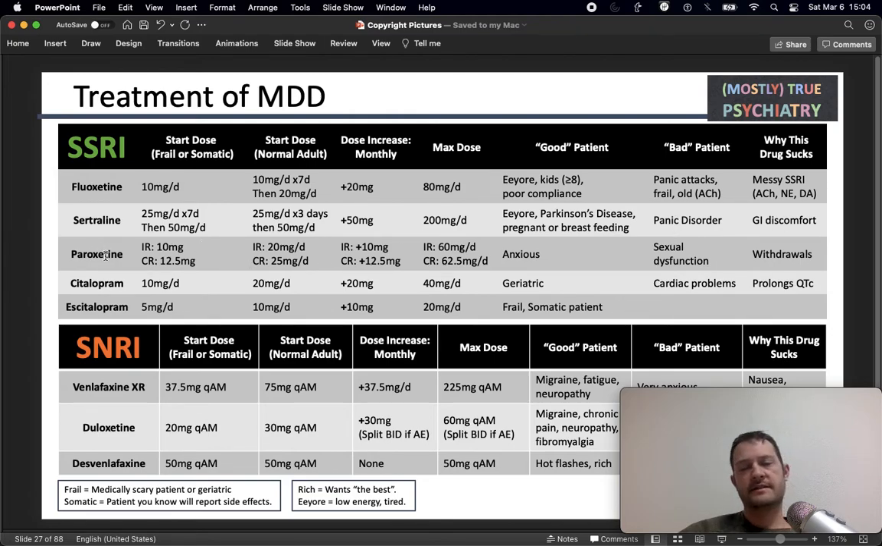For paroxetine, this is a weird drug. You're not going to prescribe it a lot. It's also weird because it comes in IR and CR. It has 2 different doses. They're 20% roughly difference at low doses, but somehow they're 1 or 2% difference when you get to the max dose. I don't get it.